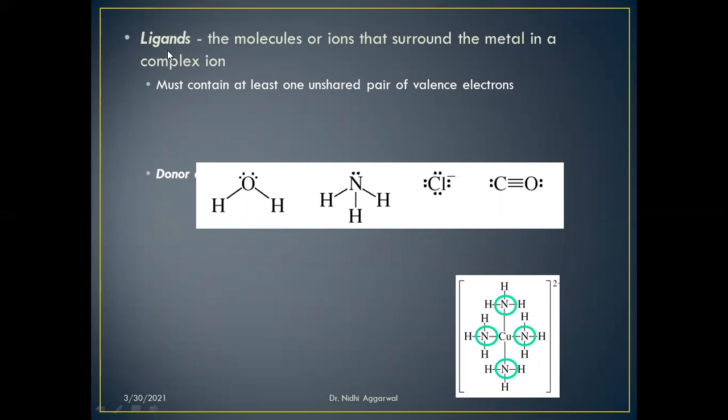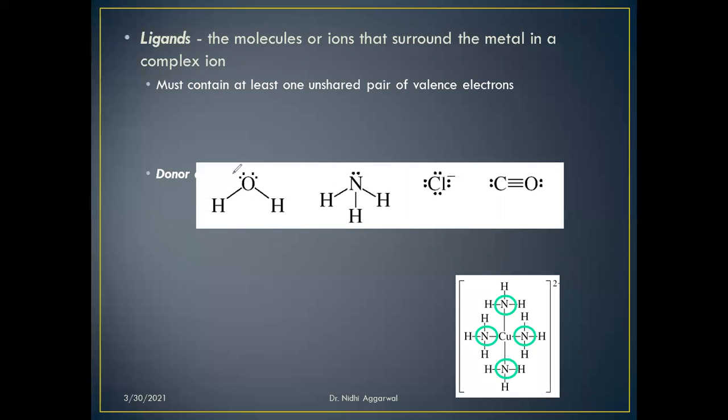What are ligands? Ligands are the molecules or ions that surround the metal in a complex ion. The basic property which a ligand should satisfy is that it should contain at least one lone pair of electrons. A ligand can be either a neutral molecule or anionic, but a ligand can never have a positive charge.